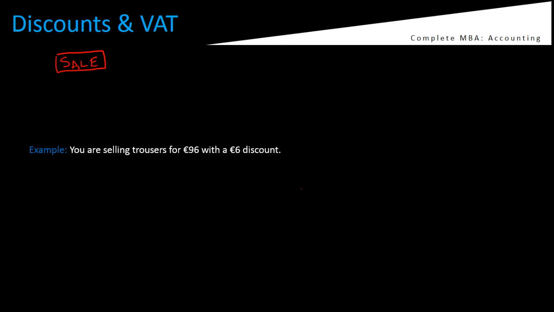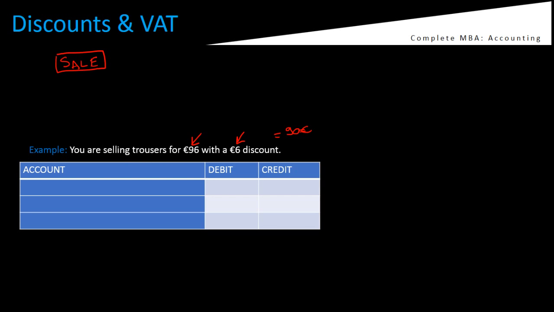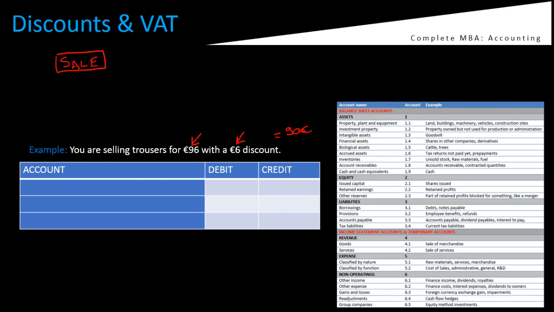Imagine you're selling merchandise for 96 euro and you put a discount on them of 6 euros. So at the end you're getting 90 euro for those trousers. Let's open our accounting book and see how it goes. So firstly, as always, let's identify the accounts involved in this transaction. The first account is of course cash, because you're getting cash from the sale of that merchandise. So let's note that here.